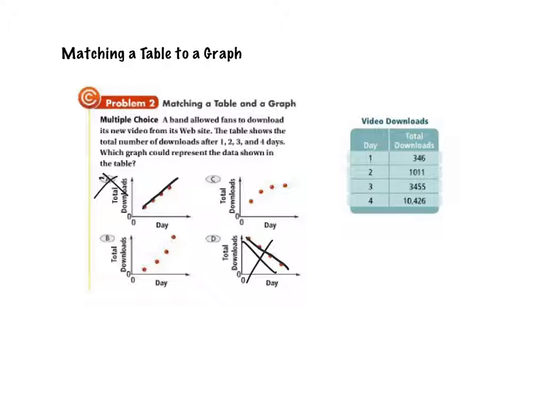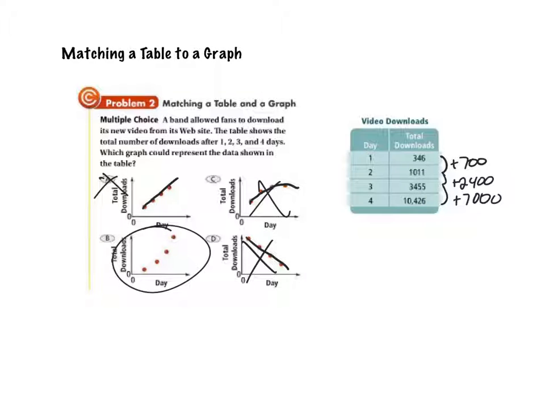Yeah, so if I look at this, if I were to go here, I have plus like 700, plus 2,400, and then plus like 7,000. I'm getting more and more each day. Here, if I look at this, I start to bottom out, so you get rid of that one. So B is my downloads.